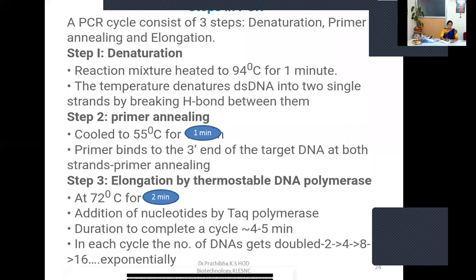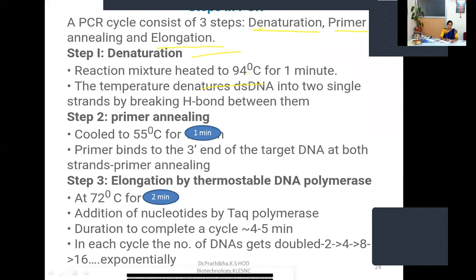Now let us understand in brief, in a single slide, what denaturation, primer annealing, and elongation are. What I have given in this particular slide is enough information, and you can elaborate on it. A PCR cycle consists of 3 steps. First one is denaturation, then primer annealing, and then elongation or extension.